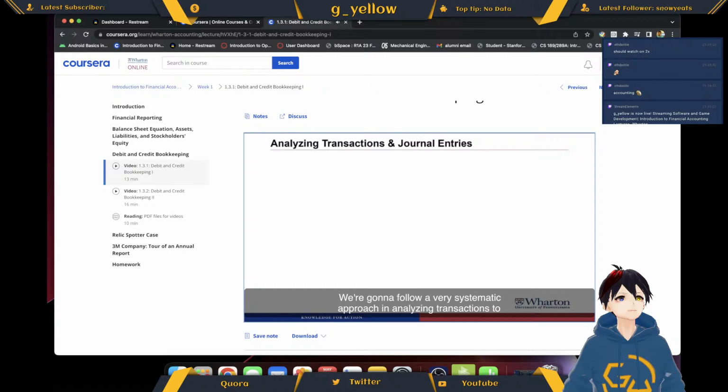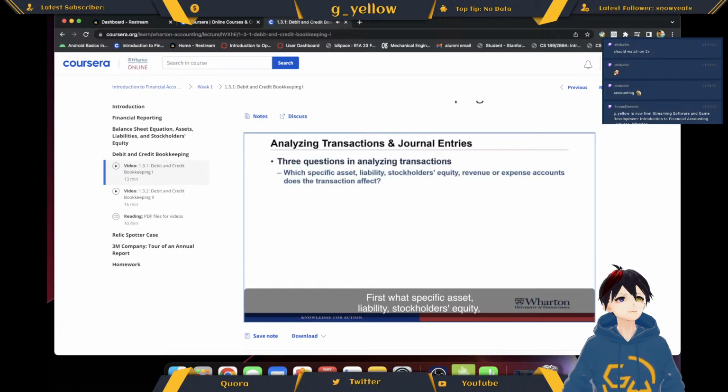We're going to follow a very systematic approach in analyzing transactions to figure out how to represent them as journal entries. Journal entries are what we're going to use to show a transaction in this debit and credit format. So there's 3 questions we have to think about. First, what specific asset, liability, stockholders' equity, revenue, or expense accounts does a given transaction affect? Does the transaction increase or decrease the affected accounts? And then should the accounts be debited or credited? And here we can look back to something like the Super T account as a cheat sheet to figure out whether we debit or credit to increase or decrease the accounts.